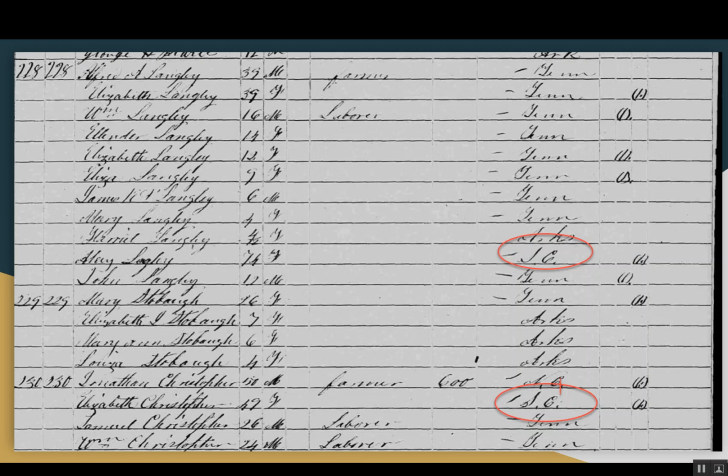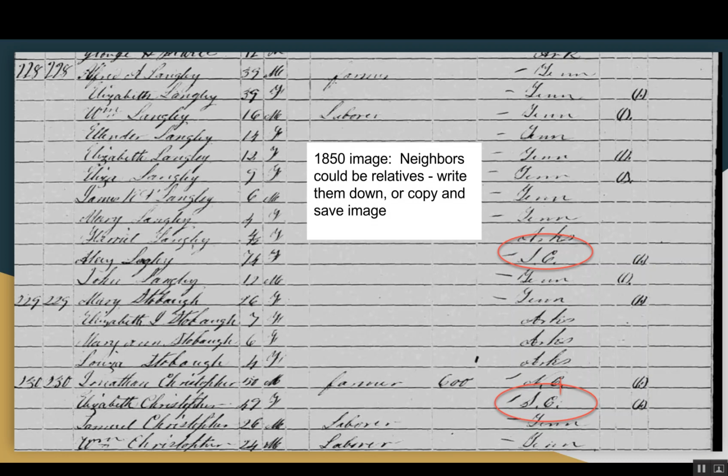Okay, so this is the 1850 census image. And the reason, again, why we want to look at those is there's neighbors could be relatives, and make sure and write them down or copy and save this image too. And this is a little bit hard for you to see, but here's Alfred Langley, and this is his family and his mom right there, 74. And then in South Carolina, I circled this South Carolina because there's also this Elizabeth Christopher who is 49 years old that could be related. She's born in South Carolina. Mary is too, and maybe they're related somehow.